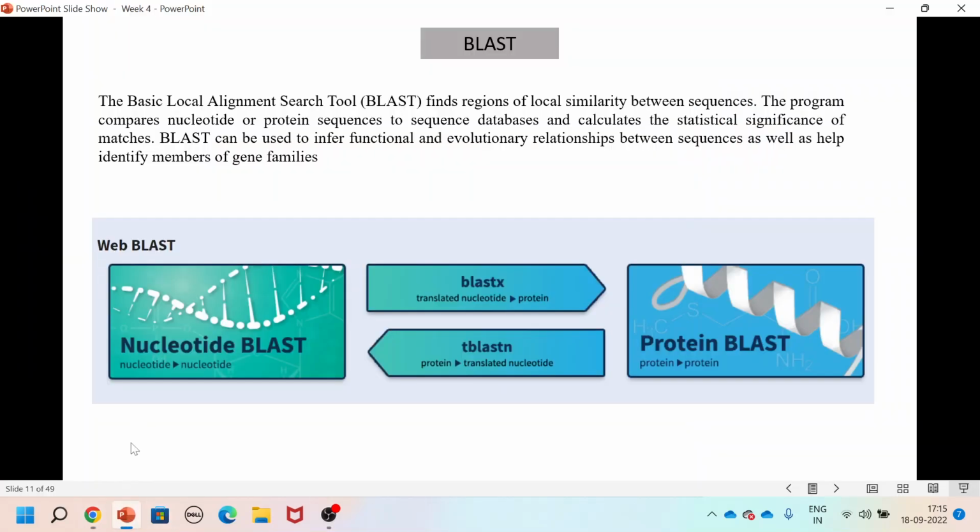So the next is BLASTX, in which the translated nucleotide is aligned against the protein. The next is TBLASTN, in which the protein is aligned against the translated nucleotide. And the last is the protein BLAST, in which the subject is also protein and the query is also protein.